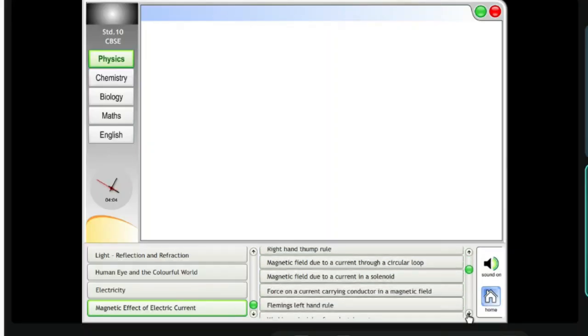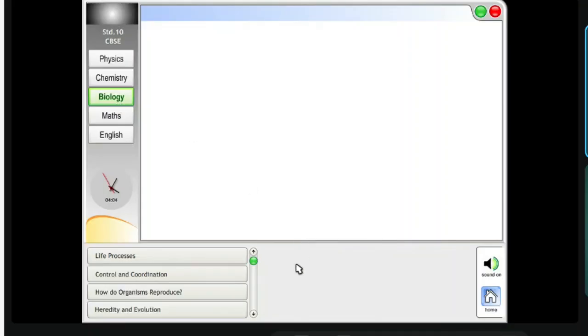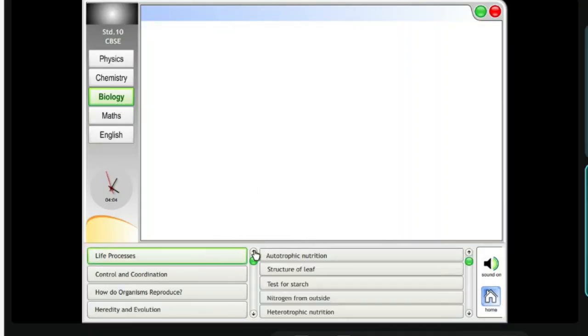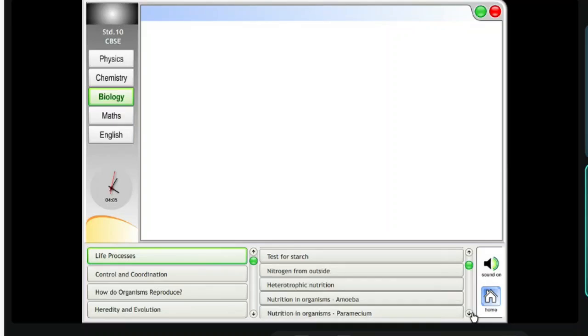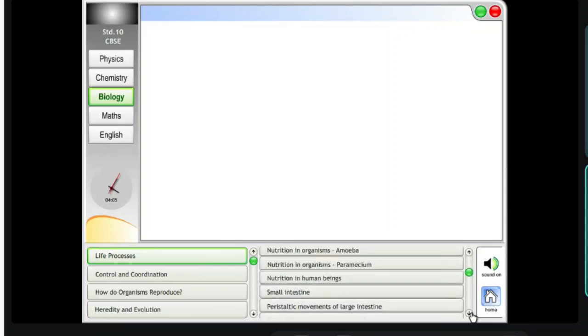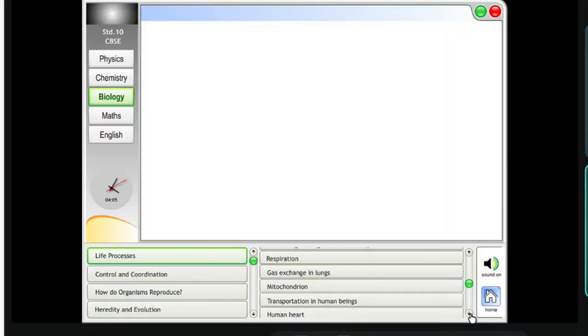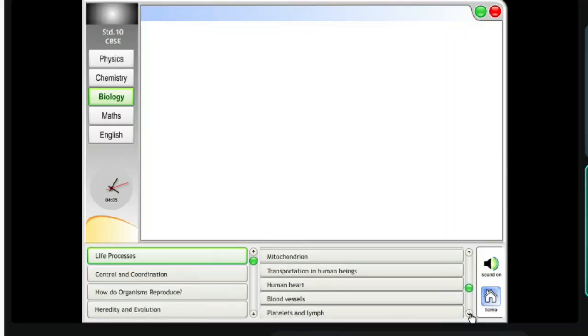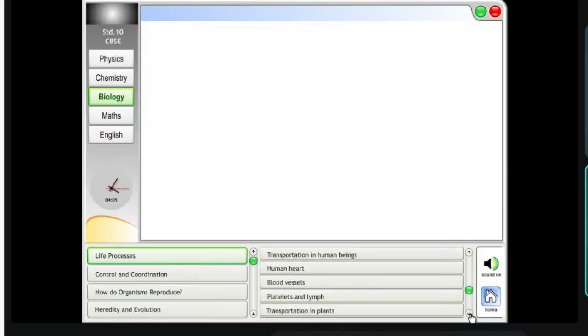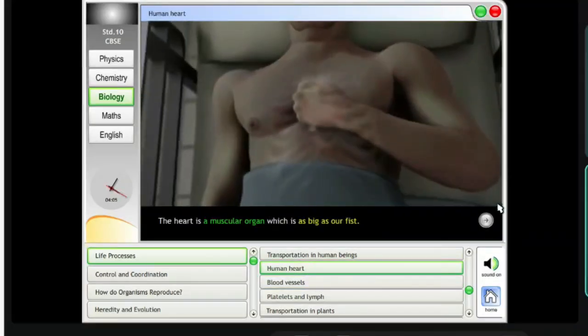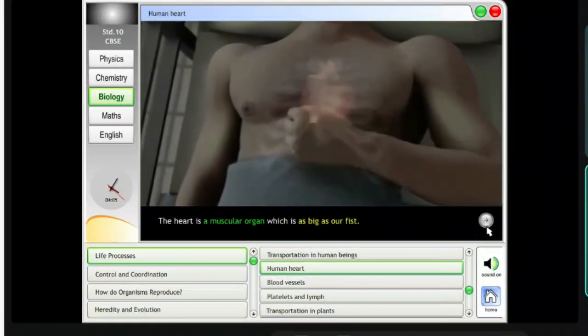Exactly. Where is that heart study? Sir, how do you want? Biology? Yeah, that's biology. Biology for life processes. You will be getting structure of leaf, nitrogen, blood vessels, the human heart. You want to see the human heart? Yeah. The heart is a muscular organ which is as big as our fist.